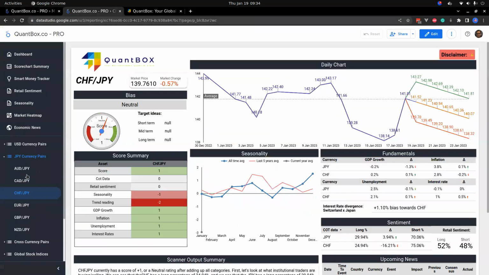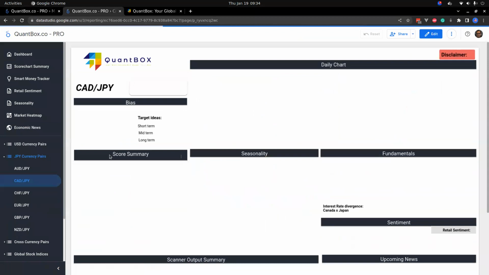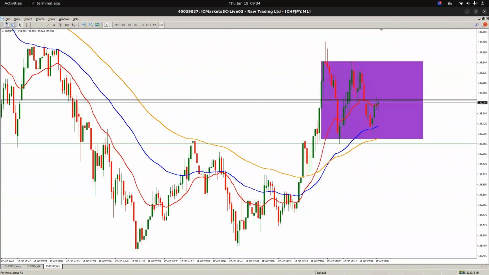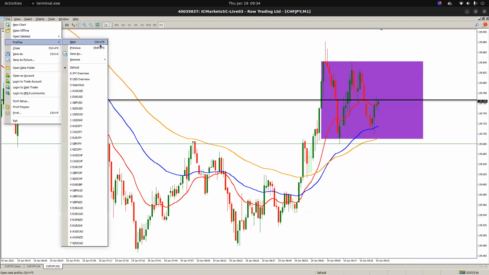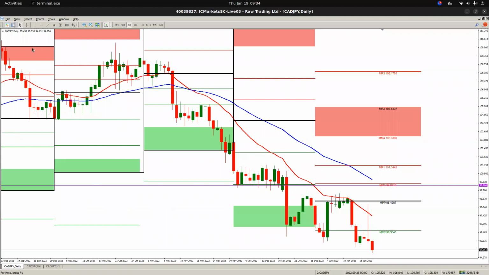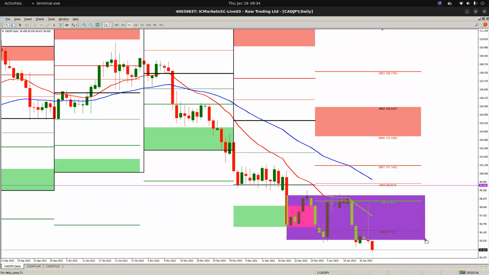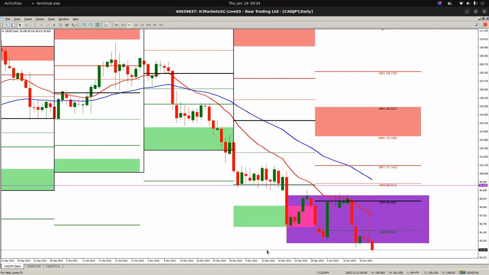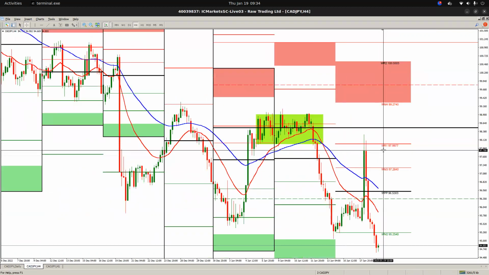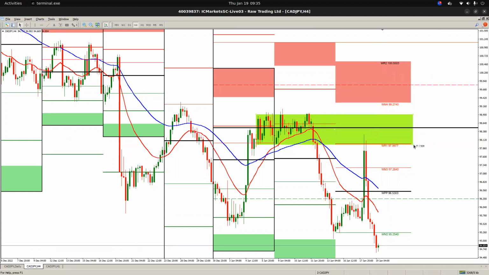CAD yen. CAD yen coming through a sell. So CAD yen, daily. Okay, so let's just put this in this little range over here. Price is currently breaking out of that range. Okay, here we did have price coming up to the bottom of that range. So if you did that yesterday, that could have helped.